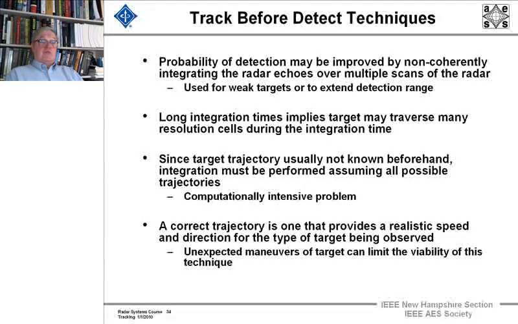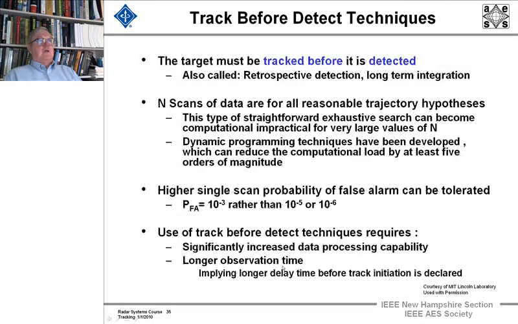And the correct trajectory, as I said earlier, is the one that provides a realistic speed and direction of the type of target being observed or that you wish to observe. And unique maneuvers of the target can limit the viability of this technique. And also, if you're measuring Doppler, you want the Doppler to be consistent with the rate of change of range of the trajectory of the target you're observing. So that's another consistency check that you'd put in track before detect techniques.